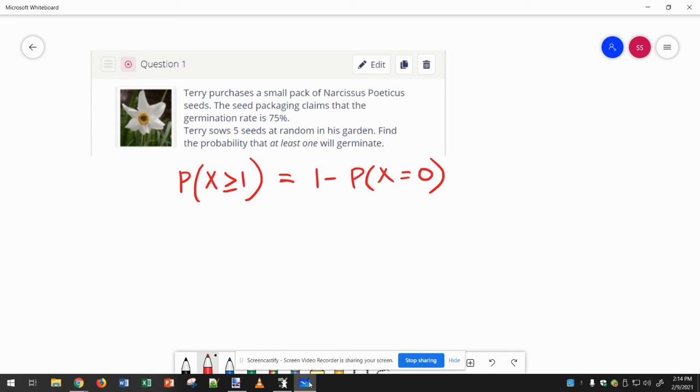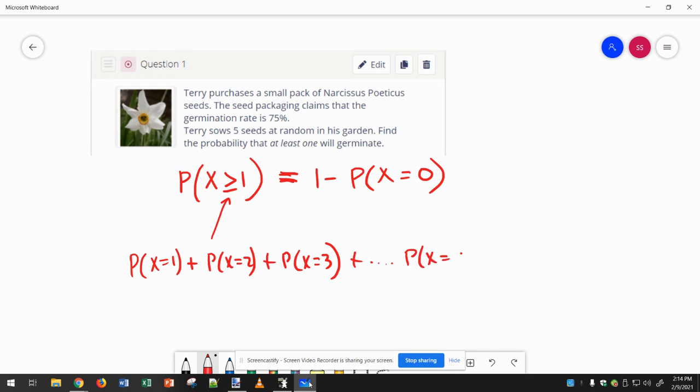So this is going to be a much easier calculation because the TI-84 cannot do probabilities greater than or equal to 1, because that means we need to figure out the probability that x equals 1 plus the probability that x equals 2 plus the probability that x equals 3 all the way to the probability that x equals 5, because it says at least 1. So 1 or 2 or 3 or 4 or 5. We don't want to have to do all that, and the calculator won't do that very easily.